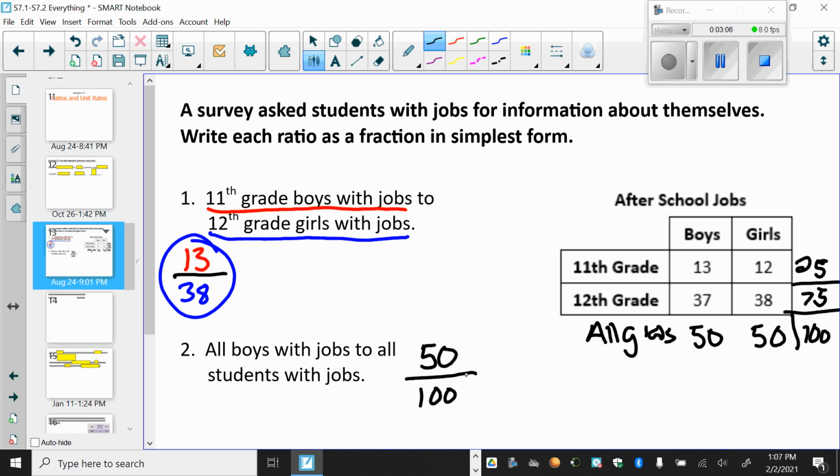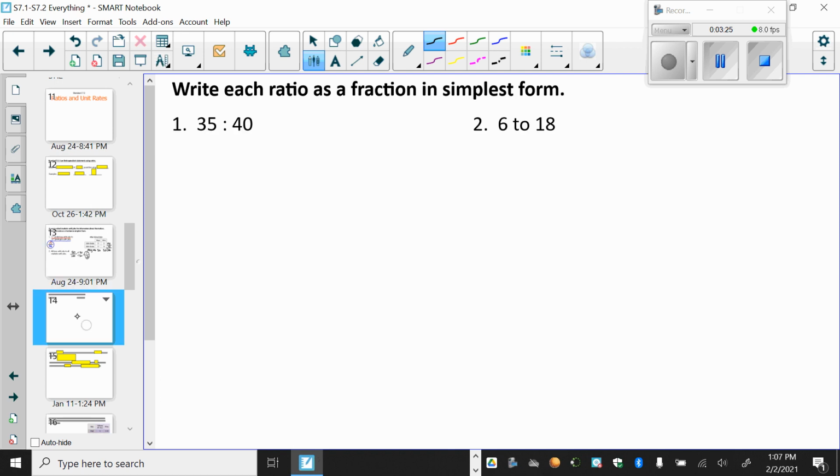And then we could reduce this. You could divide by 2 a bunch of times. I know that 50 goes into 100 two times, so I'm going to divide by 50 and 50, and that gets me 1/2. So our overall ratio, all boys with jobs to all students with jobs, would be 1 to 2, or 1/2. Let's do another one here.